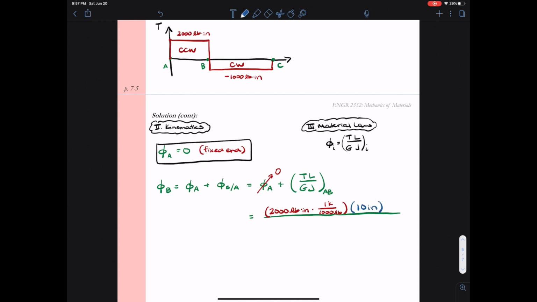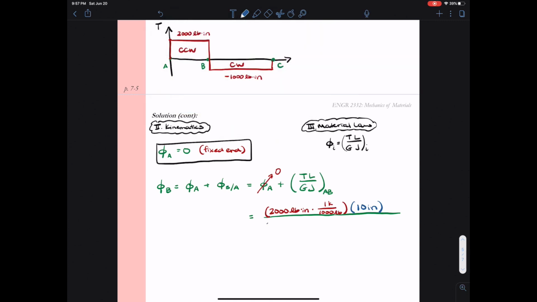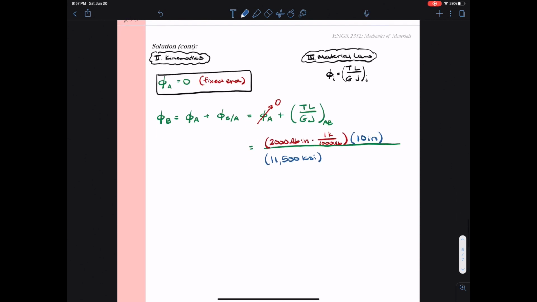L is the length of segment AB. If we look at our problem geometry, we see that that length is 10 inches. G is given to us for steel. It's 11,500 ksi. This is the modulus of rigidity, or the shear modulus. And lastly, we have J. J is the polar moment of inertia.